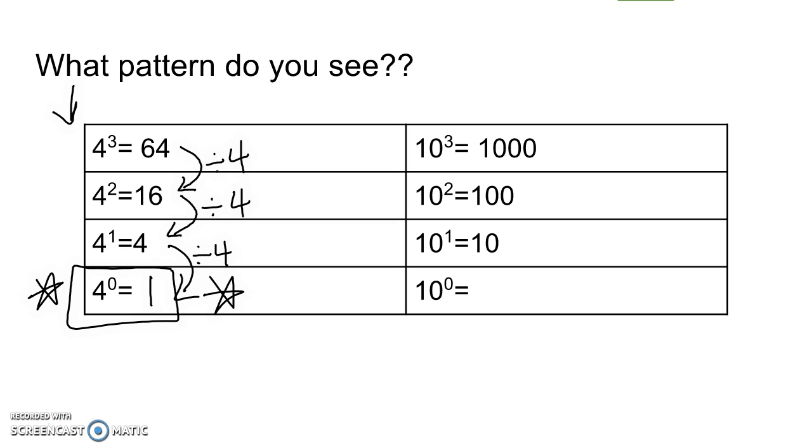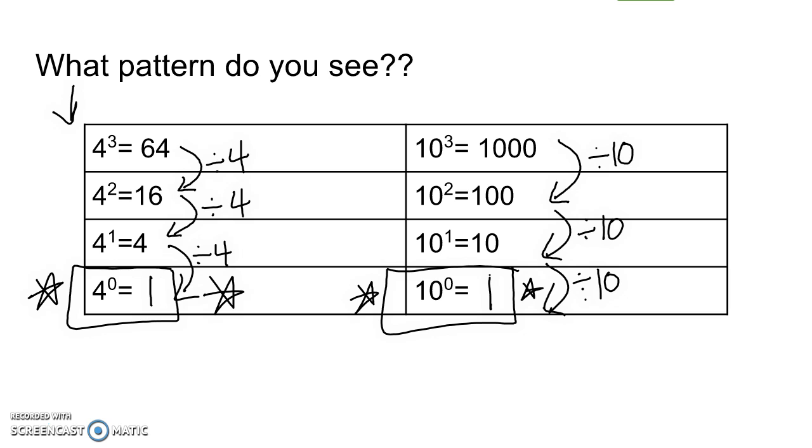Alright, similarly, over here, 1,000 to 100, 100 to 10. 1,000, what am I doing to it to get to 100? I'm dividing by 10. 100, what am I doing to it to get to 10? I'm dividing by 10. So what do I do to get 10 to the 0 power? I'm going to divide this by 10. What is 10 divided by 10? 1. Copy that down.